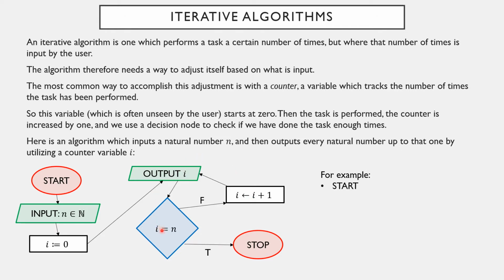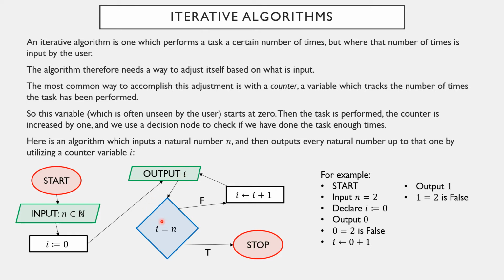So for example, suppose we start and then input n equals 2. The next thing we do is we declare I to be 0, and we output 0. I then move to this decision node and I ask, is 0 equal to 2? No, it's not, so I follow the false arrow. So I increase I by 1. So notice that now I has the value 1. So I come here and I output 1. Then I go to the decision node and I ask, is 1 equal to 2? No, it's not. So I come here and I increase the value by 1. So now I is 2, so I output 2. Then I come here and I ask, is 2 equal to 2? Yes, it is. So I stop.